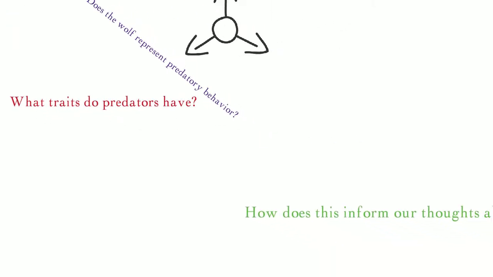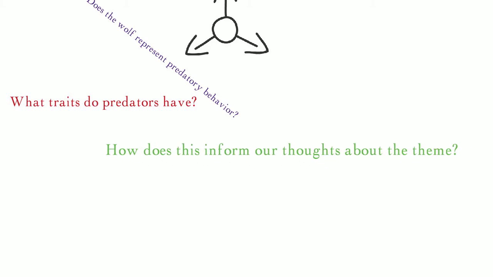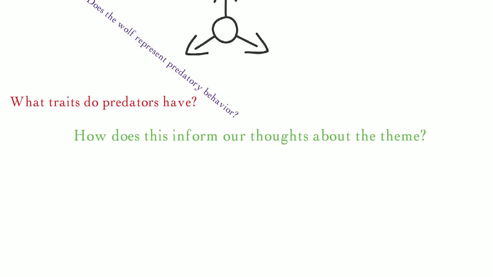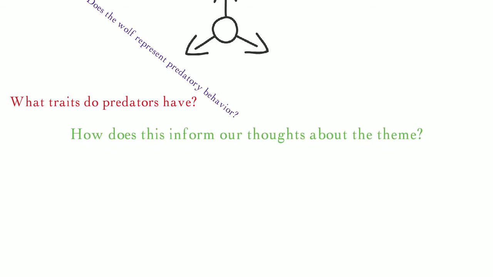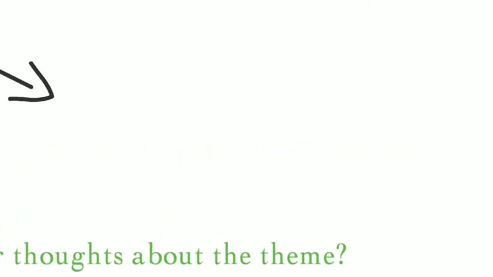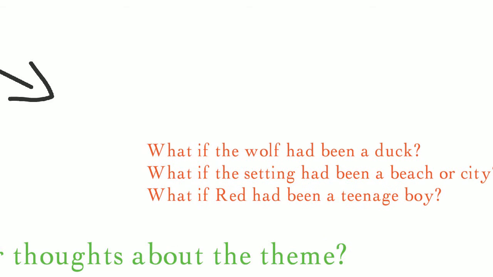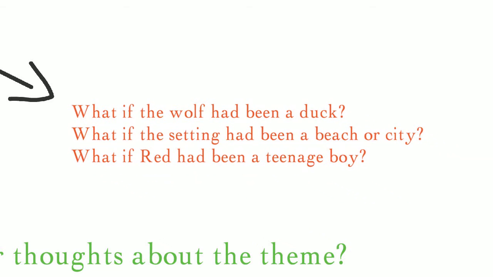And how do we think about themes in this story? I know it's a simple fairy tale and it teaches us a lesson, basically stranger danger, don't talk to strangers, don't veer off the path. But is that all there is? Are there some other thoughts there about how do families act with each other? And think about those plot points too. What if the wolf had been a duck? What if the setting had been a beach or a city? What if Red had been a teenage boy?